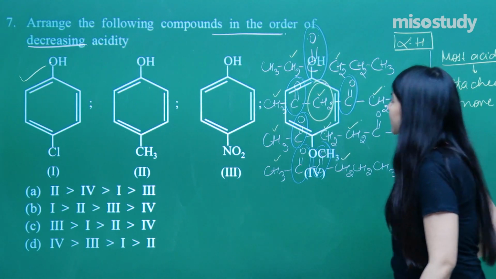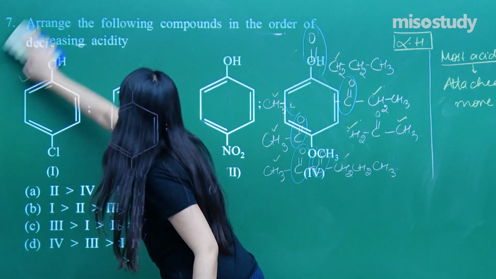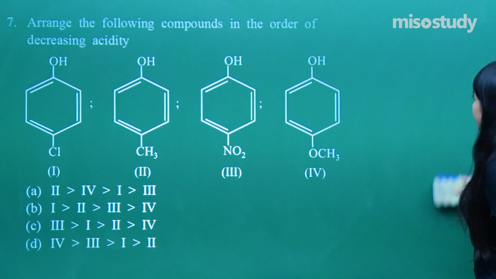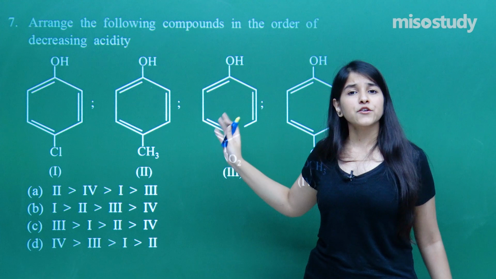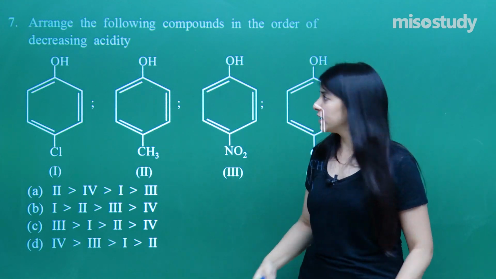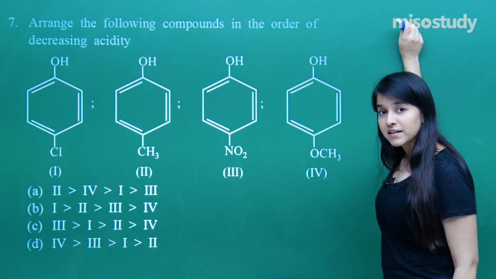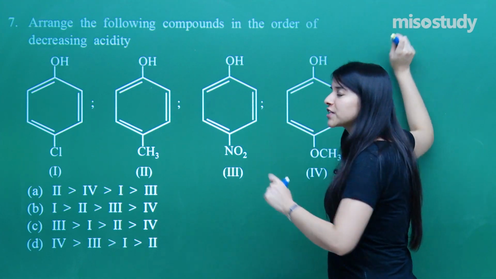Let's now move on to the next one. So the next one says, let me just first rub that off. Now, a pretty easy question, but these kinds of questions are repeated very frequently. Arrange the following compounds in the order of decreasing acidity. That means I need to judge the acidity. How do we judge the acidity?